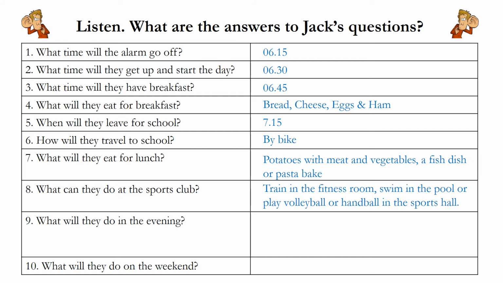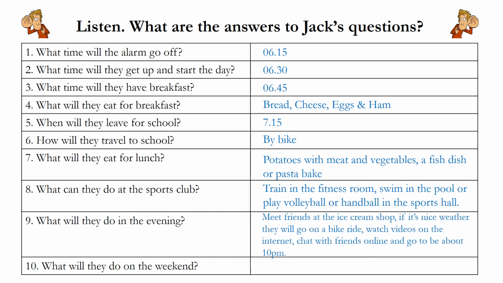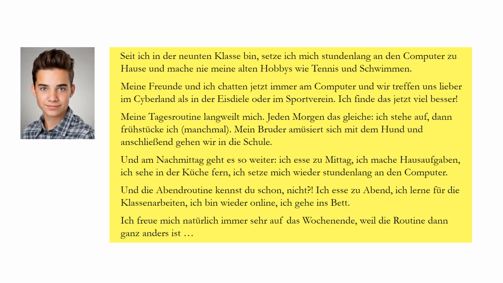What can they do at the sports club? They can train in the fitness room, swim in the pool, or play volleyball or handball in the sports hall. In the evening, they're going to meet friends at the ice cream shop. If it's nice weather, they'll go on a bike ride, watch videos on the internet, chat with friends online, and go to bed about 10 p.m. On the weekend, they're going to go into town and go to the cinema. These all sound like quite dream things to be doing at the moment. Okay. So, lastly then, we have this text, okay?